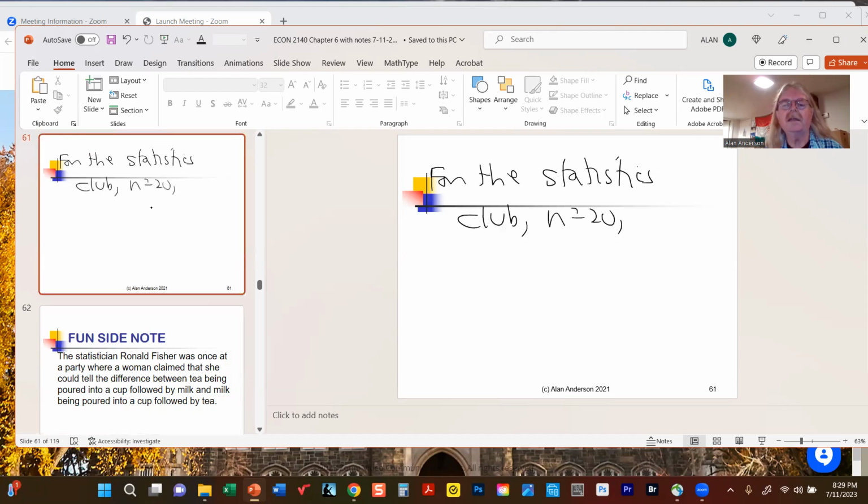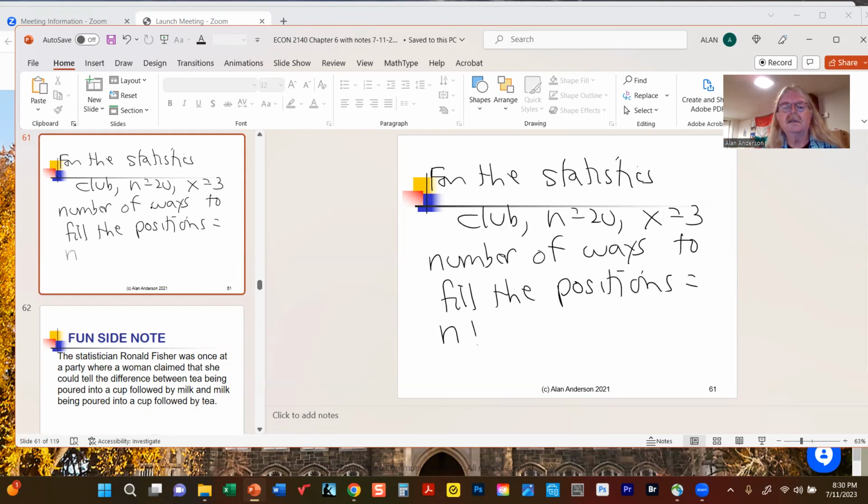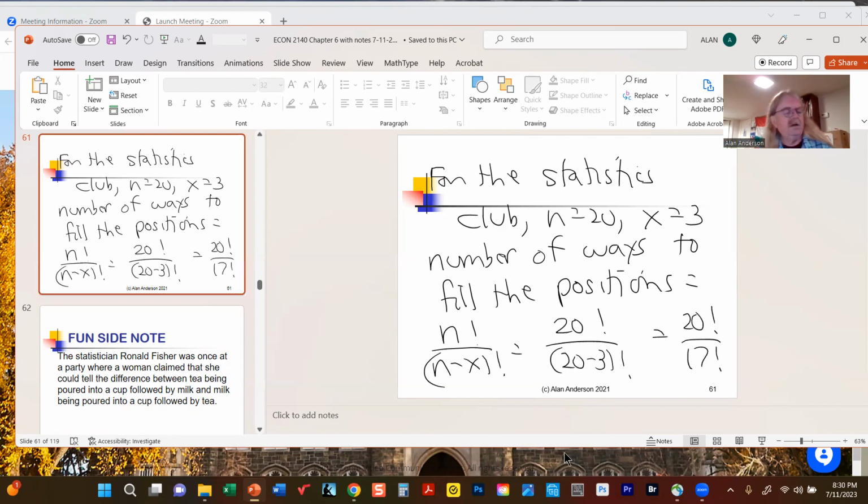N is 20 and x is 3. So the number of ways we can fill those positions, it's in here. Okay, so if you plug in those numbers, I'll just tell you what it is, and then I'll show you how to do this in the calculator. Ooh, 6840.